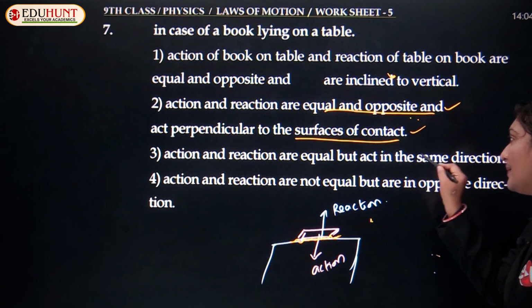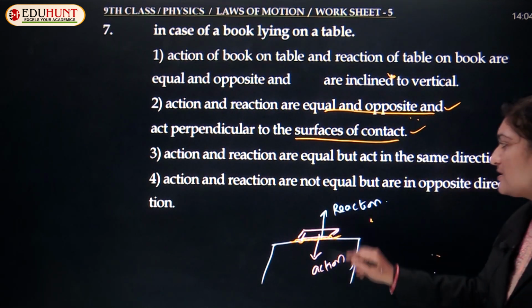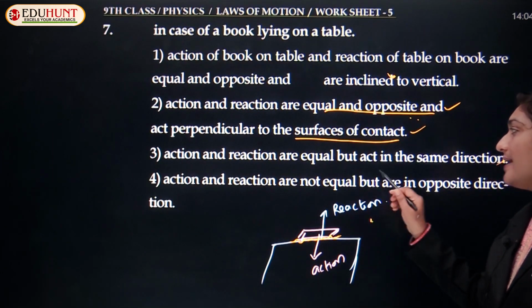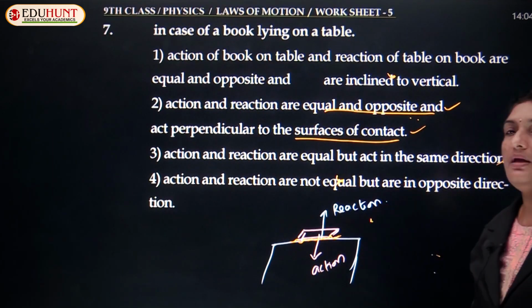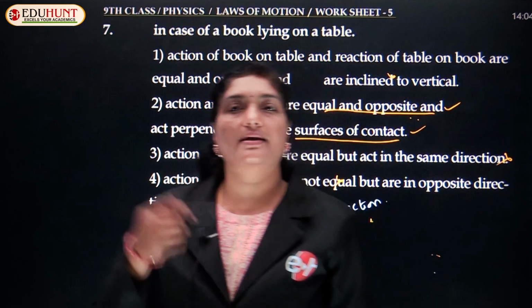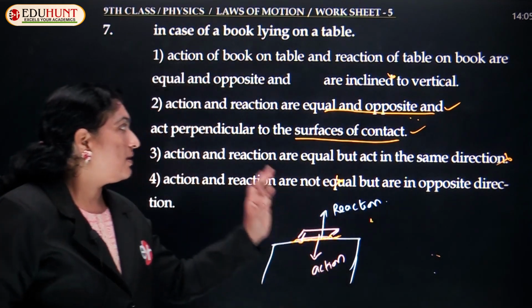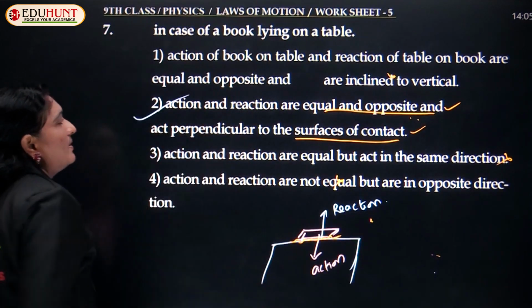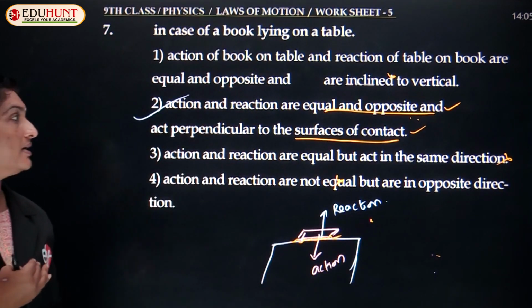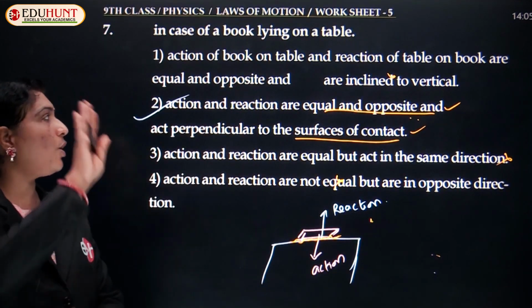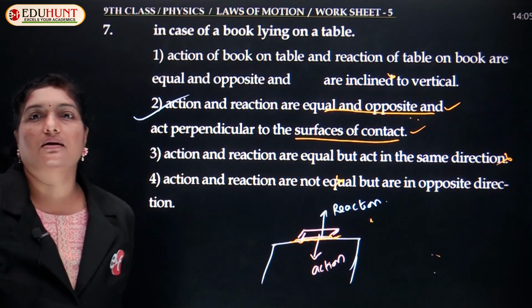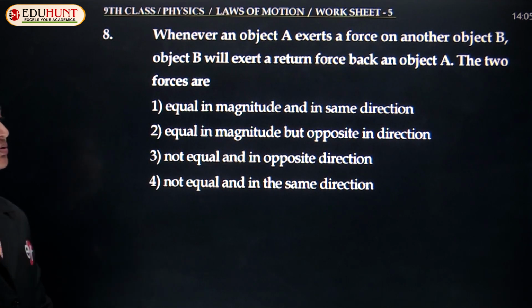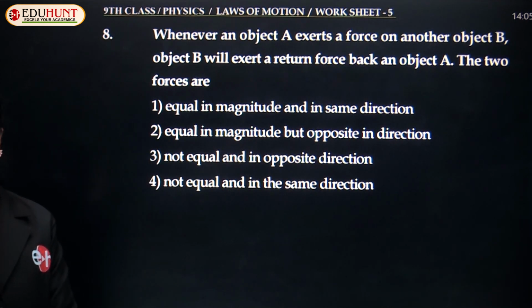Action and reaction are equal but act in the same direction. No, they must be acting in opposite directions. This is also a wrong statement. Action and reaction are not equal. No, they must be equal. So the only correct option among the statements is the second one: action and reaction are equal and opposite and are perpendicular to the surfaces of contact. Second option is true. So let us move to question number 8.